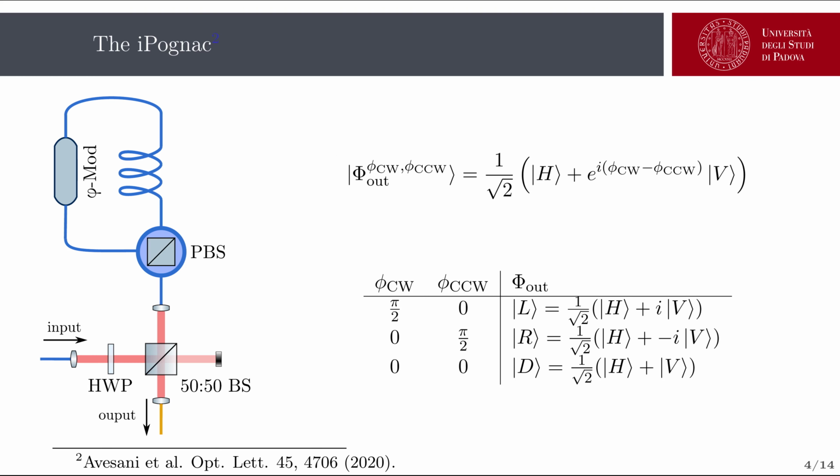In particular, if the electrical pulse applied to the phase modulator induces a phase shift of pi/2, with this system we can generate the left and right circularly polarized light if we apply the electrical pulse only to the clockwise or only to the counterclockwise component. Instead, if we do not apply any electrical pulse, the state will remain diagonal, so identical to the state injected into the system.